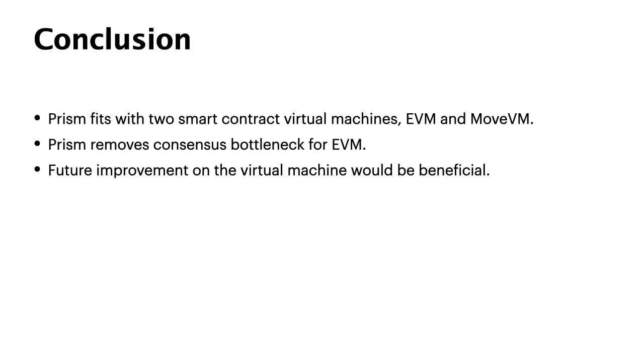To conclude, we have shown that Prism fits with two smart contract virtual machines, EVM and MoveVM. In the evaluation, we show that Prism removes the consensus bottleneck for Ethereum, EVM, and similar results also show in MoveVM. Now that Prism removes the consensus bottleneck, the bottleneck now is the virtual machine itself. Hence, future improvement on the virtual machine would be beneficial to the performance.